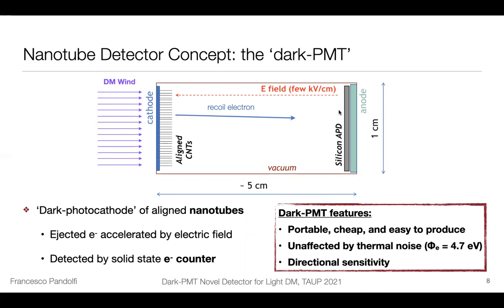Now, this detector design has actually quite a number of features. It's portable and cheap and very easy to produce. It's unaffected by thermal noise. This is because the carbon work function is sufficiently high that you can operate this even at room temperature. And then it would have directional sensitivity, as I explained to you, because of the nanotube parallelism.